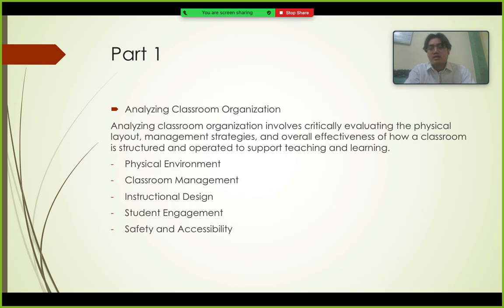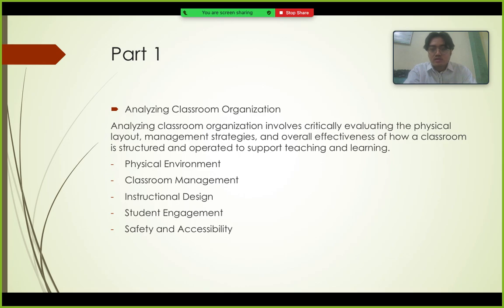Analyzing how the physical layout and organization of the classroom support different instructional approaches and activities. This includes considering whether the space facilitates whole group instruction, small group collaboration, independent work, or other teaching methods.